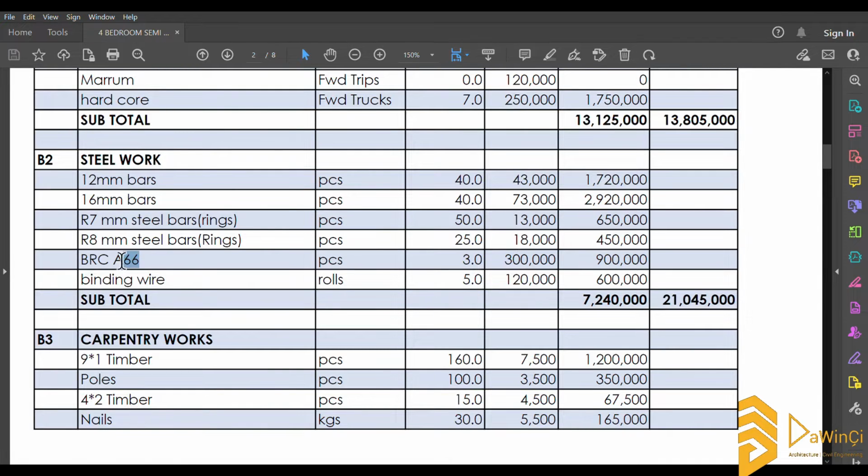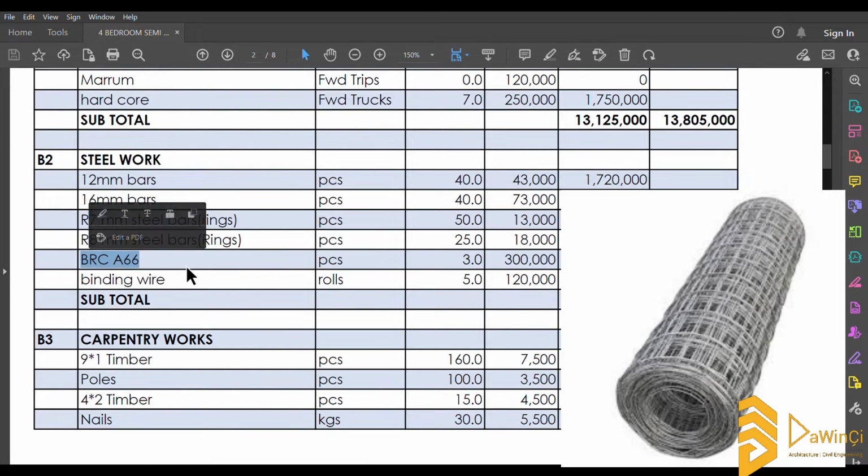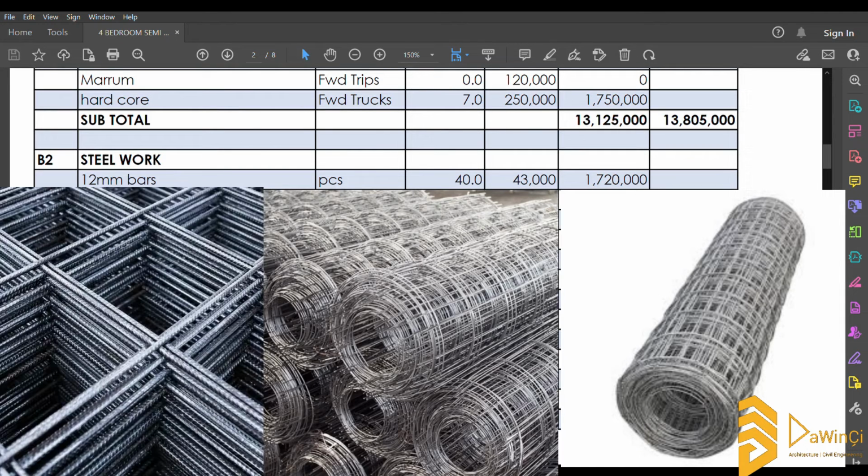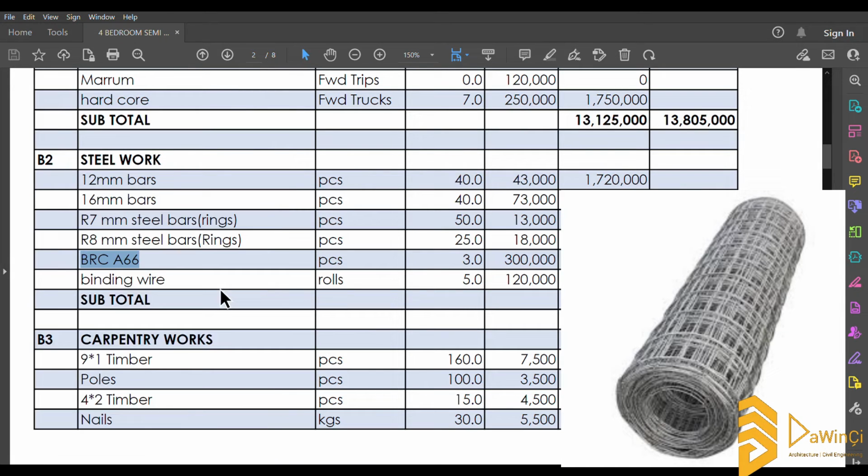Then for BRC, according to the design that we have, we are using A66. There are different types of BRC. There is A66, there is A142, there is A98. They are really different. This one seems to be, I think, one of the least strong. But for the design that we have, this is really sufficient for it. So we need about 3 rolls of that, or 3 pieces, and that is about 900,000 in total.